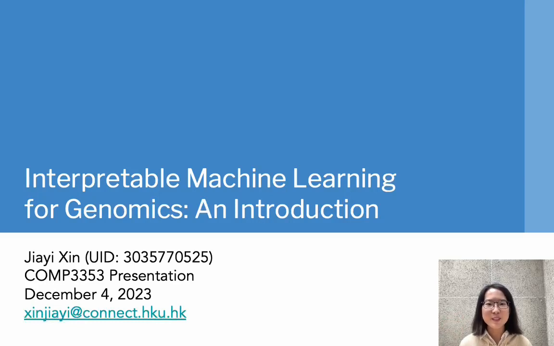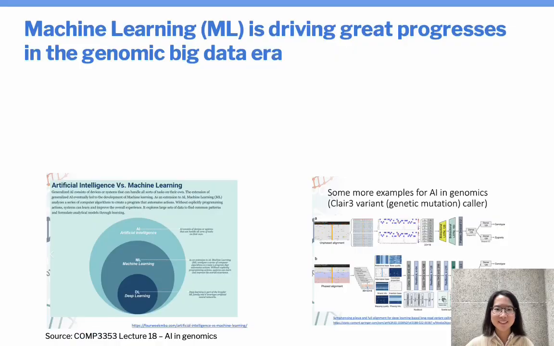Today I'm very happy to share with you this interesting topic, Interpretable Machine Learning for Genomics. In Lecture 18, Professor Luo has taught us about the difference between AI and machine learning, as well as showed us some examples for AI in genomics. We all know that machine learning is driving great progress in this genomic big data era.